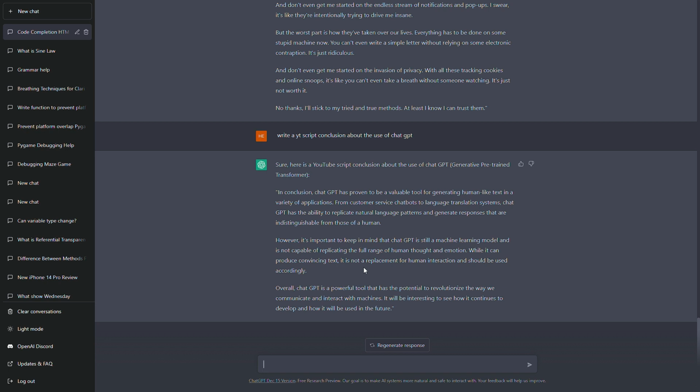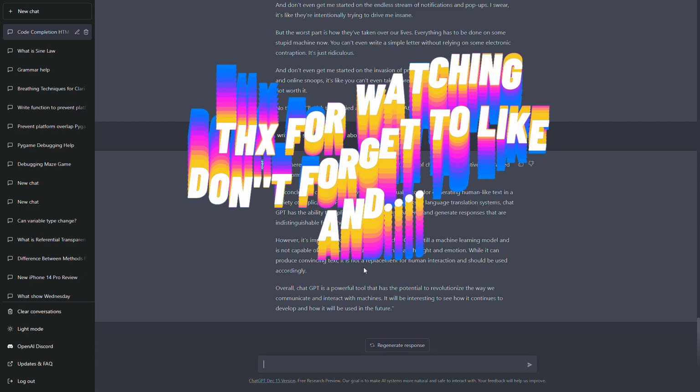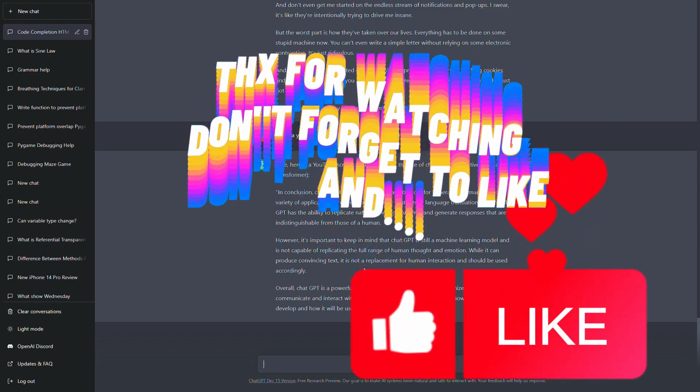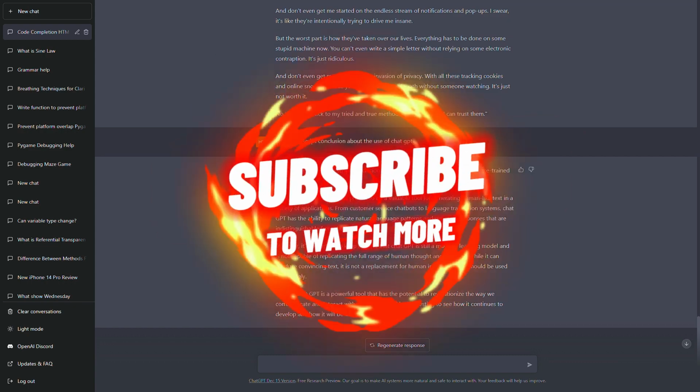However, it's important to keep in mind that ChatGPT is still a machine learning model and is not capable of replicating the full range of human thought and emotion. While it can produce convincing text, it is not a replacement for human interaction and should be used accordingly. Overall, ChatGPT is a powerful tool that has the potential to revolutionize the way that we communicate and interact with machines, and it'll be interesting to see how it continues to develop and be used in the future.